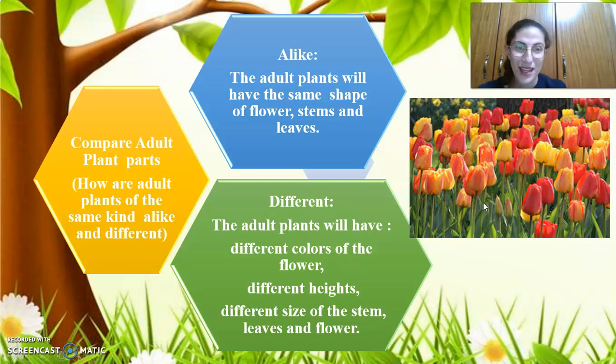Clear? So far so good? So a quick recap, they all have the same parts, which means the same shape of the flower, same stem, same leaves, but they have different colors, they have different heights, and they have different sizes of the leaves and of the flower. Clear? Let's move on.